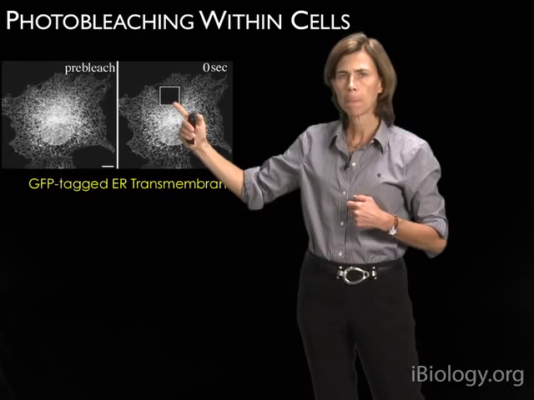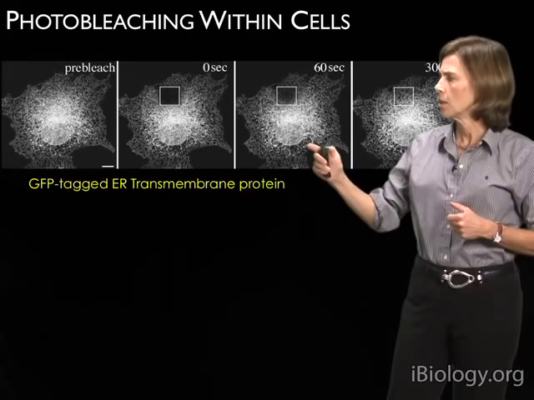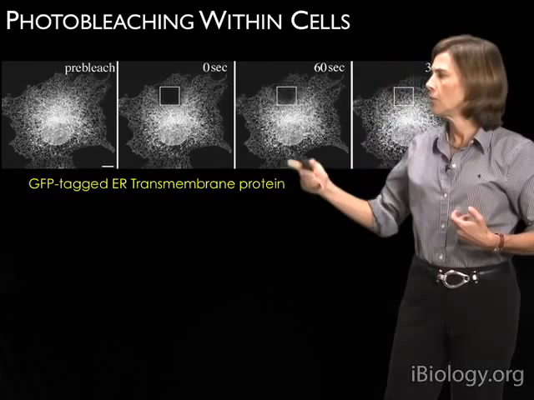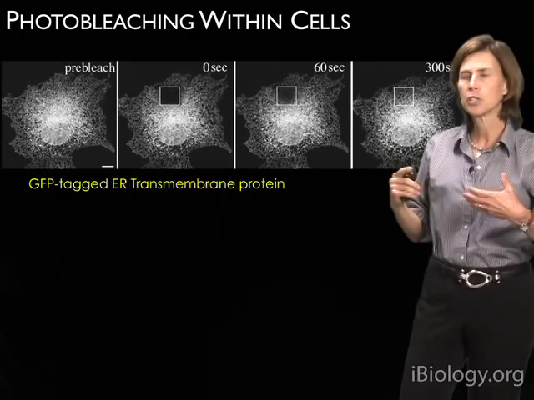Now, what researchers have realized is that by continuing imaging this specimen over time with the low light irradiation, the bleached and the non-bleached molecules can undergo exchange with each other in the membranes where they're residing. And this process is called fluorescence recovery after photobleaching. And it involves the lateral diffusion of these proteins within this membrane environment.